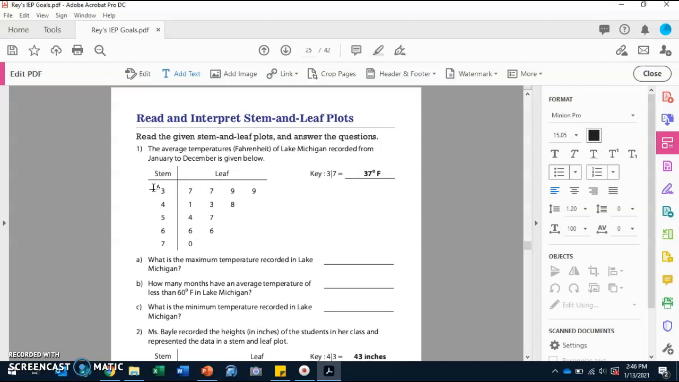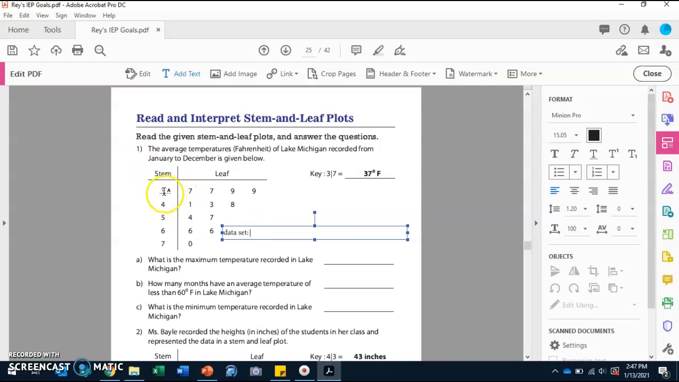So remember in the anchor chart, they gave us our data set, and then we also had our stem and leaf. Here they only gave us our stem and leaf, so we can also put our data set. This is just another way of organizing if you need to. You don't have to, but it's only if you need to.